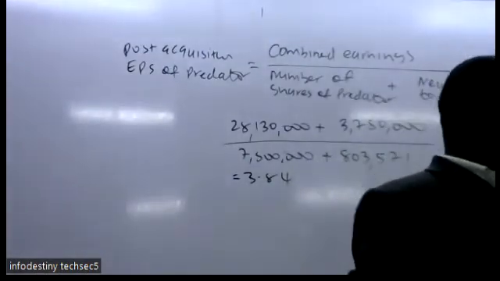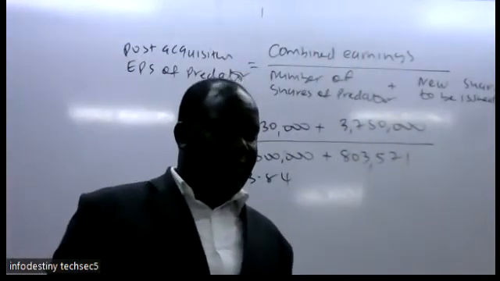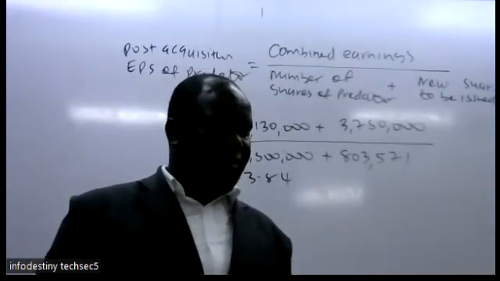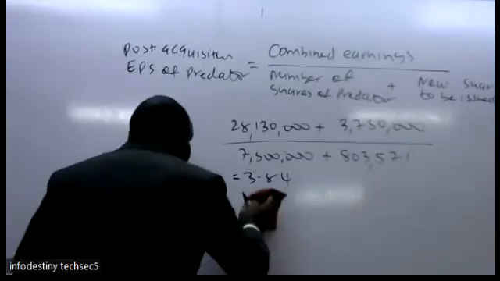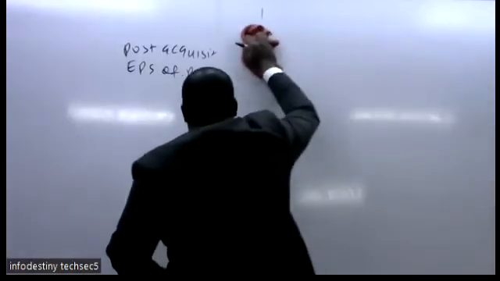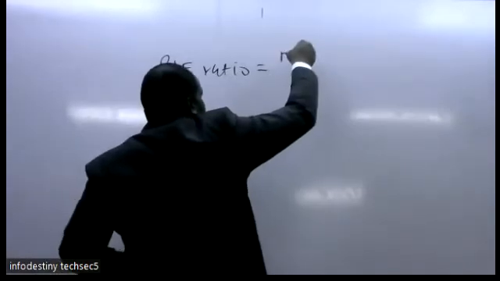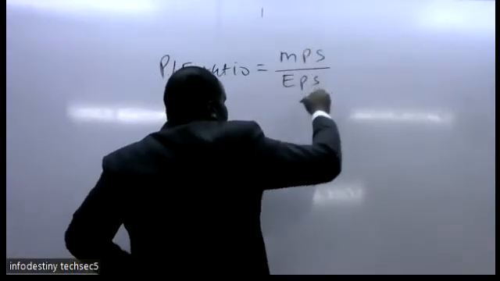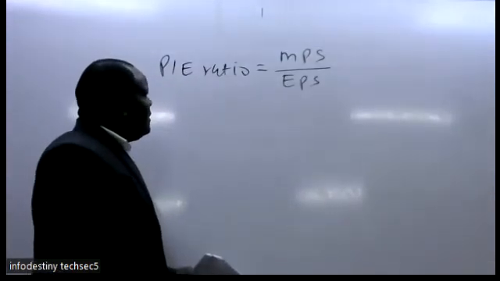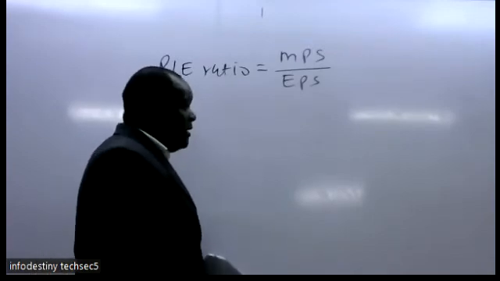Roman letter 3 says that if the price earning ratio of the firm drops to 12 times after the acquisition, determine the firm's post-acquisition market price per share. So the concept there is the price earning ratio. Price earning ratio should be given by market price per share divided by the earnings per share.